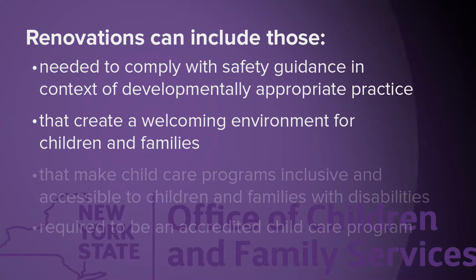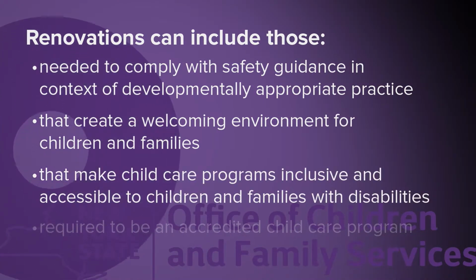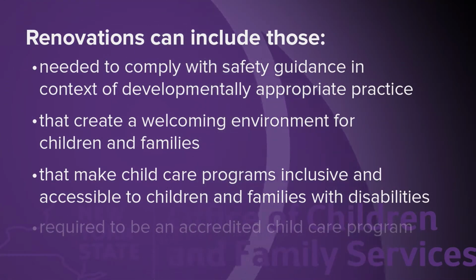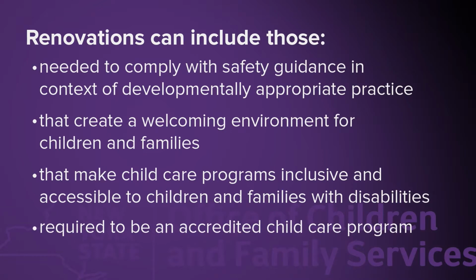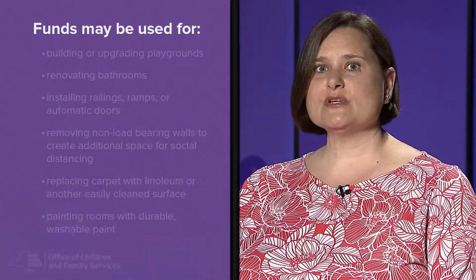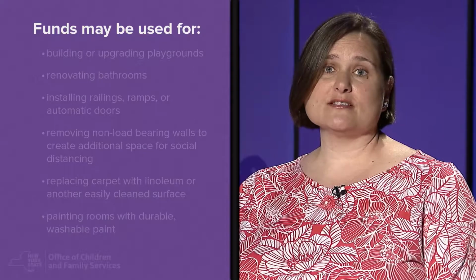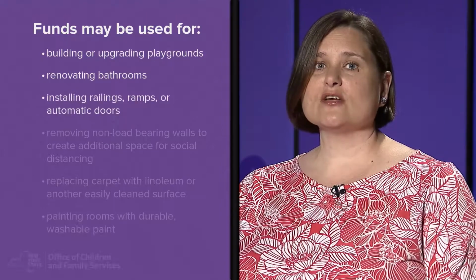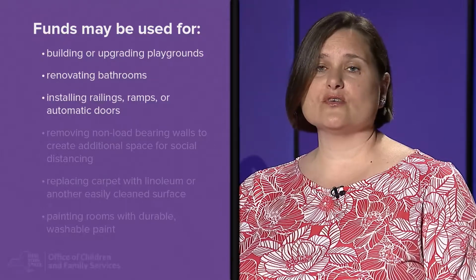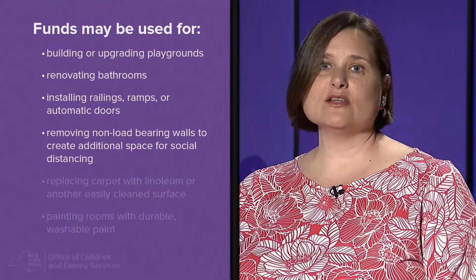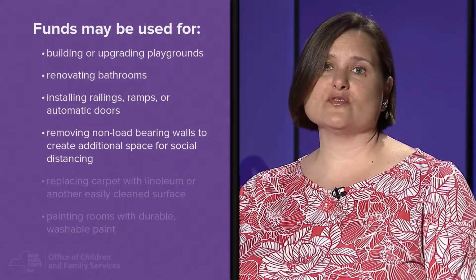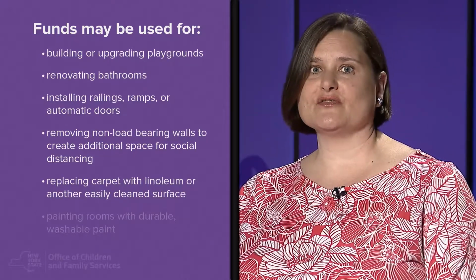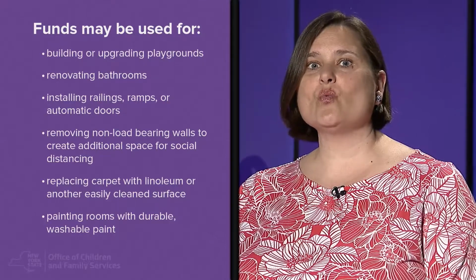It could also support you in making improvements to your program that increase inclusivity and accessibility for children and family members with disabilities or with becoming an accredited childcare program. Funds from this category can be used to help pay for things like building or upgrading playgrounds, renovating bathrooms, installing railings, ramps, or automatic doors for accessibility, removing non-load-bearing walls to create additional space for social distancing, replacing carpet with linoleum or another easily cleaned surface, and painting rooms with durable, washable paint.